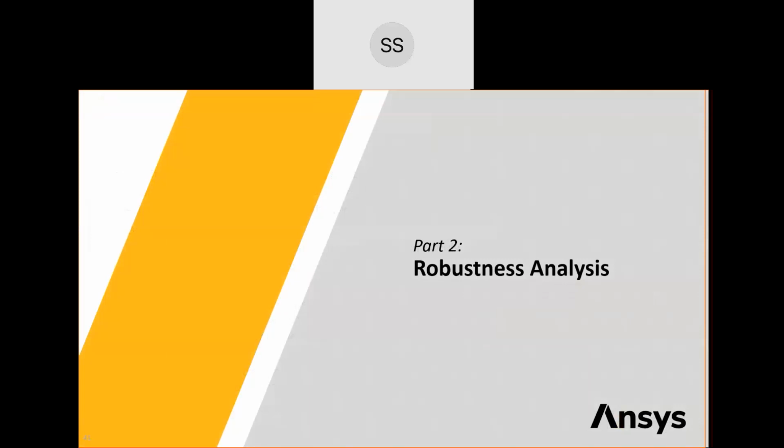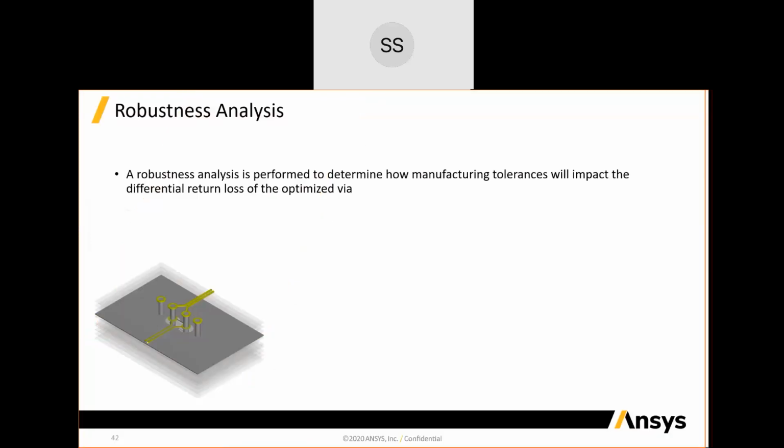So now that we have determined the best possible design, what's next, right? Hopefully that goes into production. And then we have to ask the question, how do manufacturing tolerances impact the differential return loss of this optimized via? Even though it's optimized, right? Once we go into the manufacturing, none of the manufactured devices will be a perfect representation of what we had simulated here.